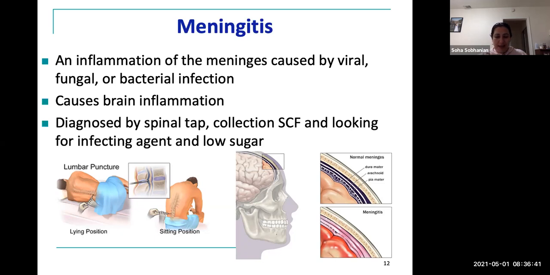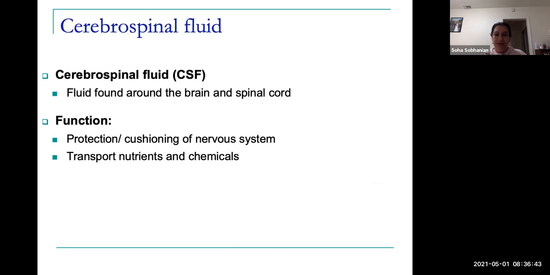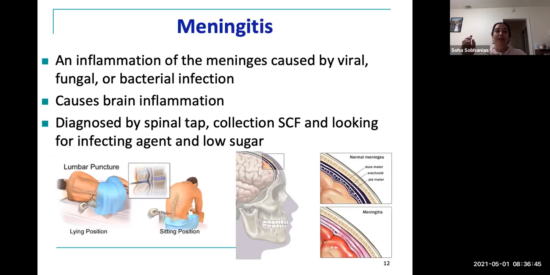In this case, I think if you have a viral infection that causes meningitis, your chance of survival is higher compared to if you have a bacterial infection for meningitis. And basically what they do is they pump you with antiviral, antifungal, antibacterial medication, and basically hope that the medication helps and the inflammation goes down.